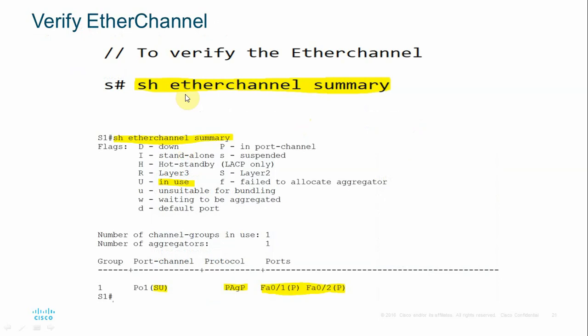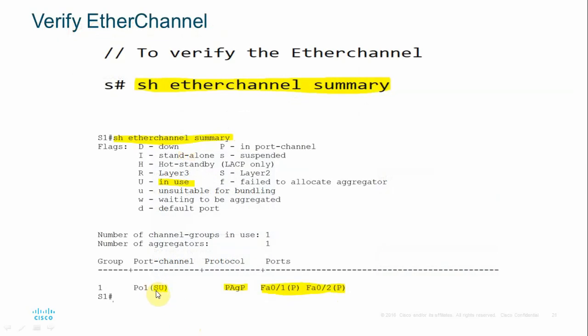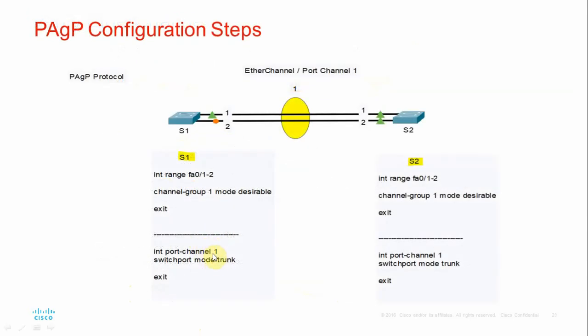Show etherchannel summary. If it is showing port channel number 1, SU means in use. Okay, both are in use. P means both are port channels. What are the port numbers in the port channel? Fa0/1, Fa0/2. And the status of the port channel is SU, in use. The number is port channel 1, because I configured port channel 1 here.